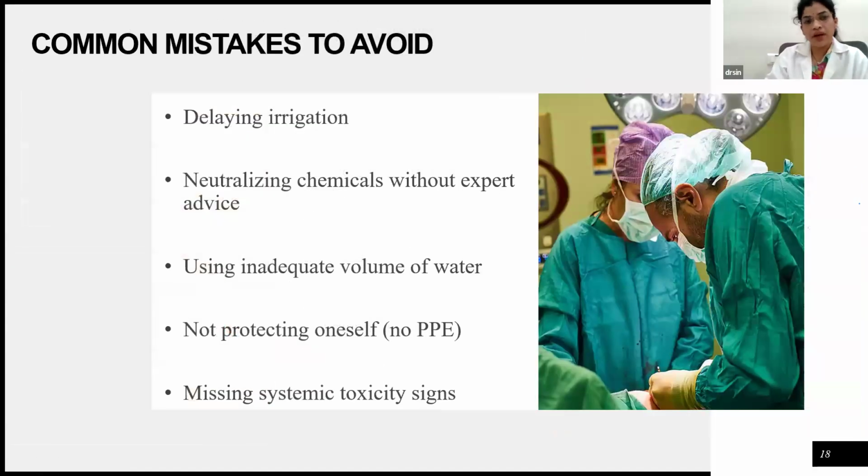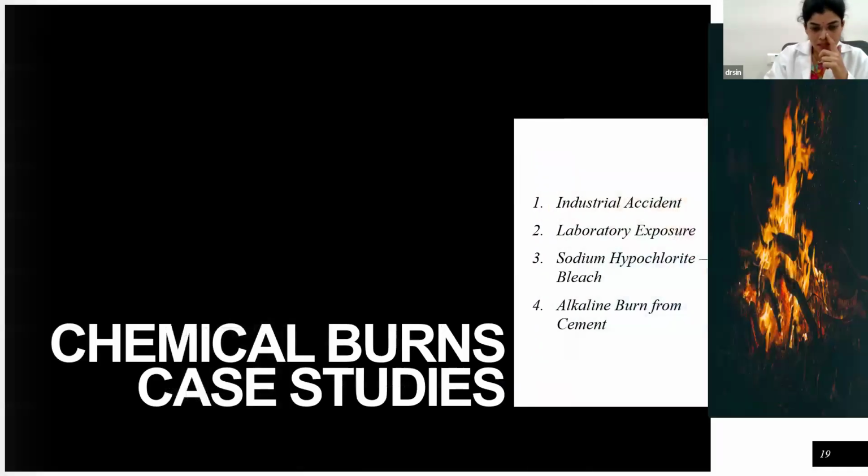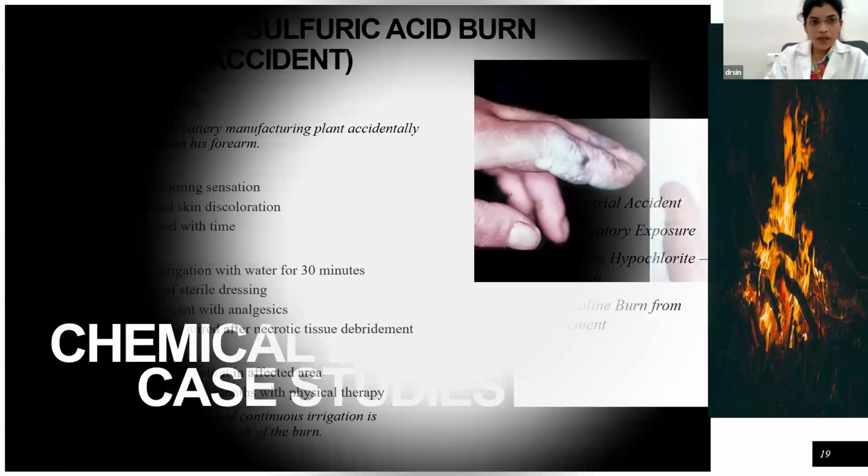So the common mistakes that we have to avoid while treating chemical burns are: delay of irrigation; neutralizing chemicals without expert advice, which is yet another mistake; using an inadequate volume of water; not protecting oneself, reaching the scene and treating the patients without PPE, which is a common mistake; and missing systemic toxicity signs is yet another mistake that we usually make. So now let us just see a few cases of chemical burns.